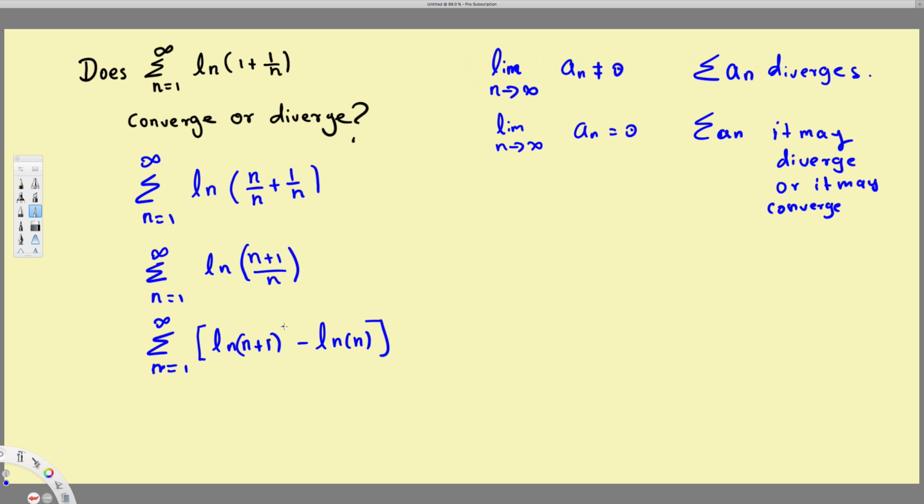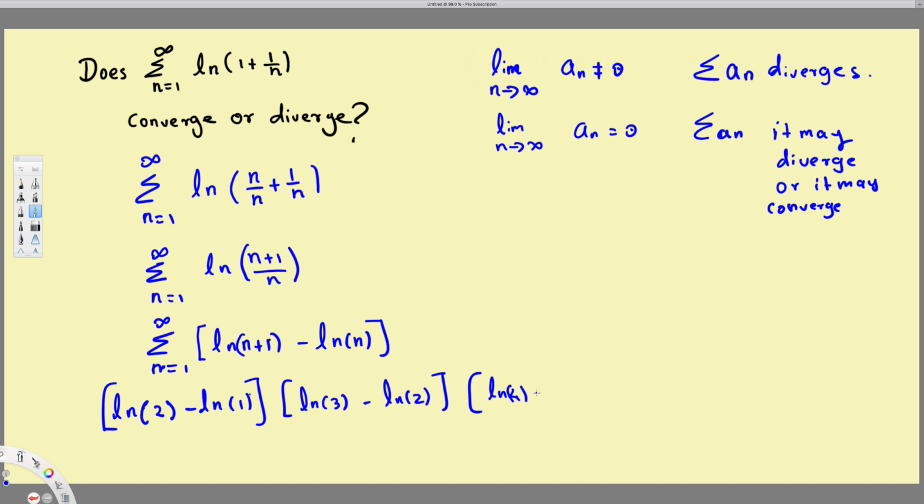Let's apply some values and see what we get. We could write all the terms, but let's write some and see what happens. For n equal to 1, we get ln 2 minus ln 1. The next one, if n is equal to 2, is ln 3 minus ln 2. The next one, if you apply 3, is ln 4 minus ln 3.